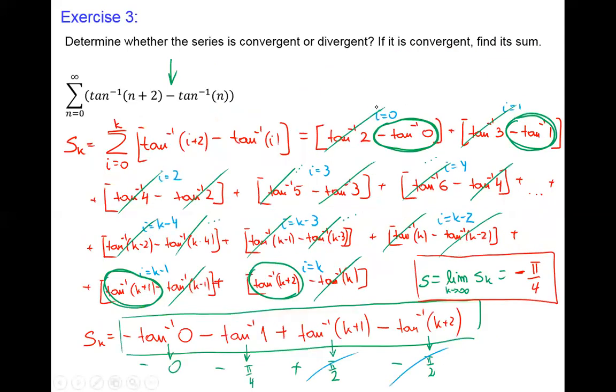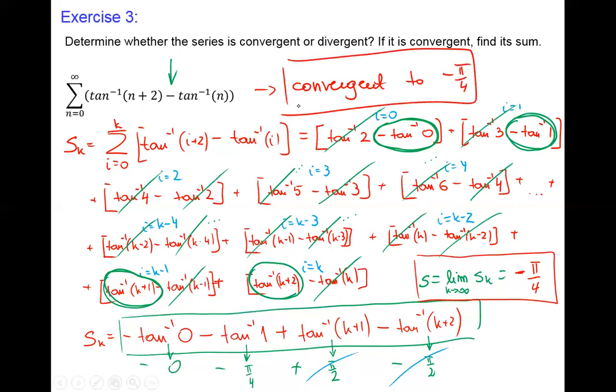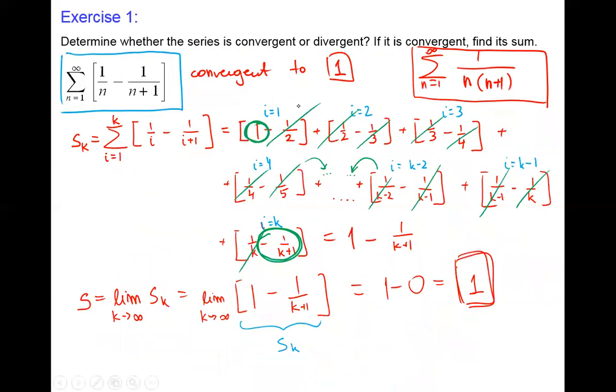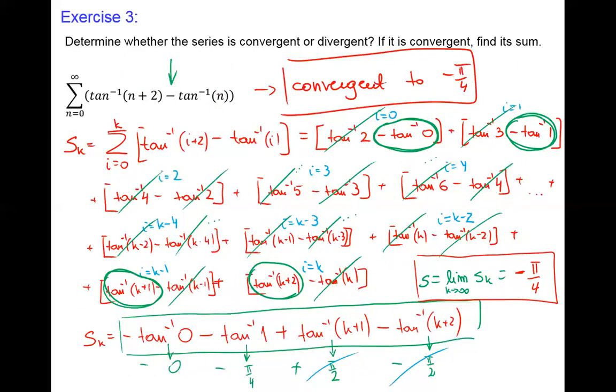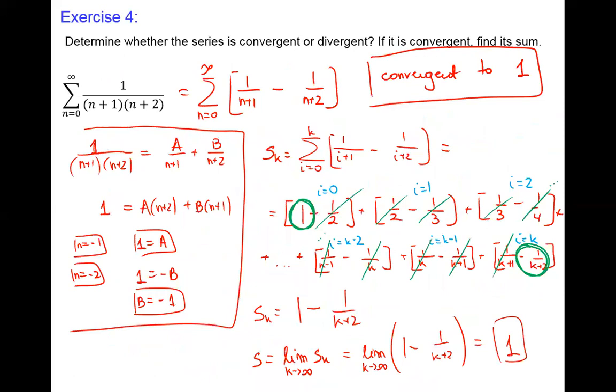Okay. I think I didn't say convergent to negative pi over 4. And this one is divergent, this one is convergent. And this is my last question. Okay, that means now I did solve 4 problems for you. You can solve them again. You can pause the video on every single slide and try to practice. Thank you.